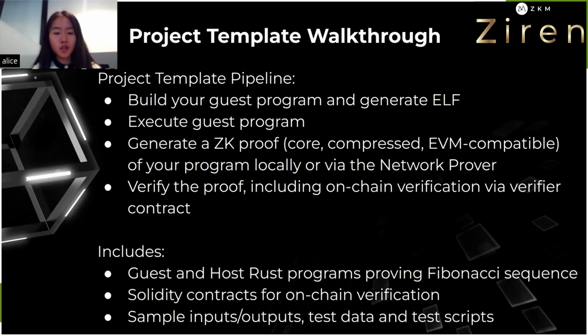Now, when you clone the project template, you'll see three main directories. There will be a guest directory, a host one, and also a contracts one. The guest and the host directories hold the guest and host Rust programs for proving an example. That example is proving the execution of a Fibonacci sequence. And remember, your guest program will contain all your core program logic to be executed inside the ZKVM.